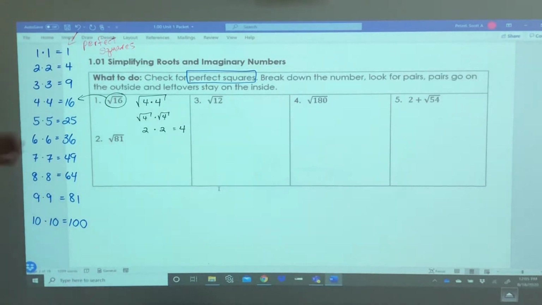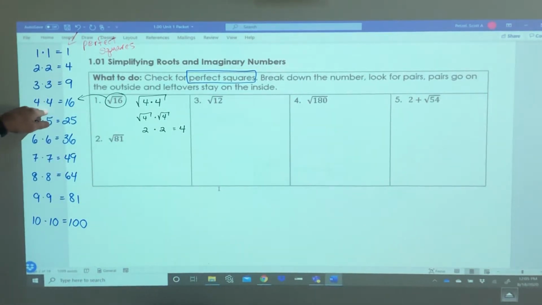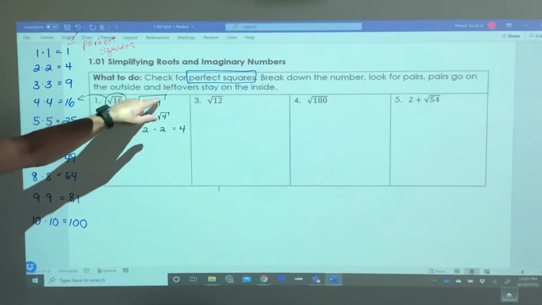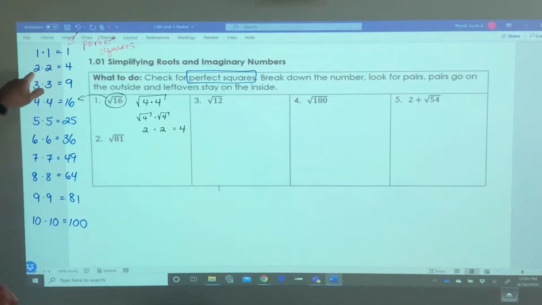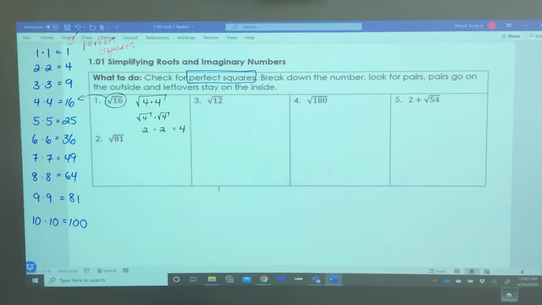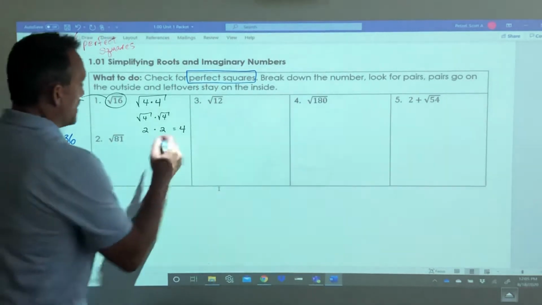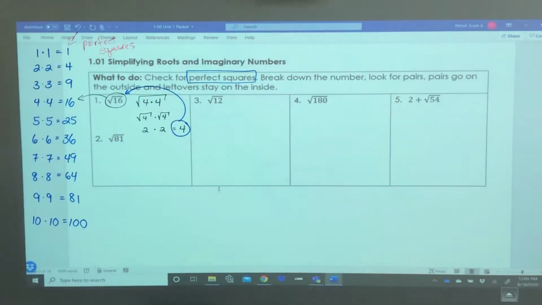You can either understand that the square root of 16 is 4 because it's multiplied by itself. Or you can separate them, understand that the square root of 4 is 2 because it's multiplied inside, and then that's how 2 times 2 is 4. That's the reasoning behind why the square root of 16 is 4.